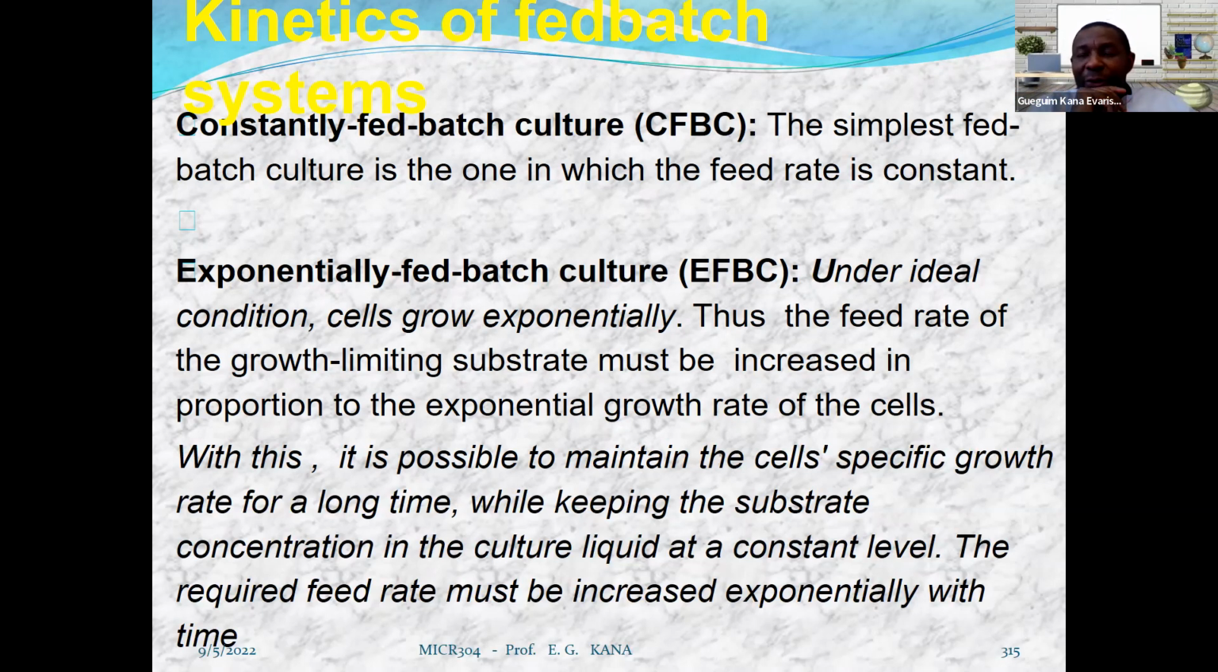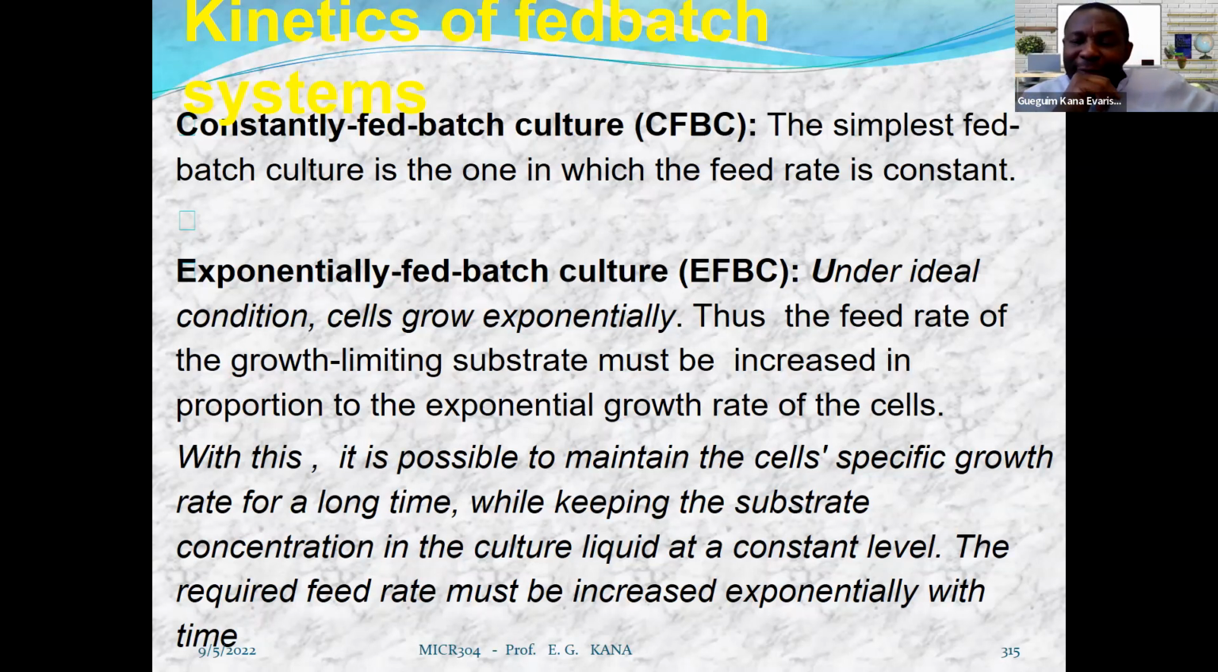Let me give you an analogy if that will make sense. Let's assume that you have a little duck at home that you are feeding, and you want it to grow at a given rate. It's a young duck. You want to feed it. You want it to grow at a fixed rate.